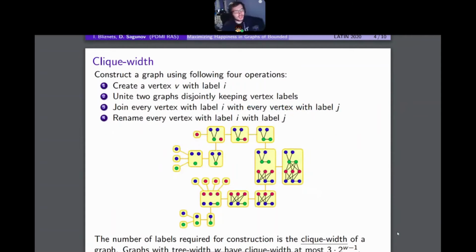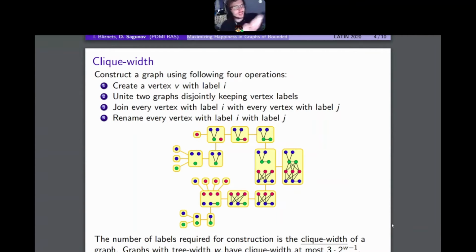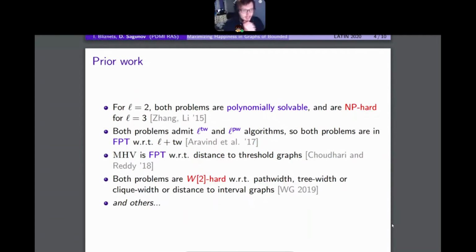And what is clique-width? Briefly, you can see in this slide. Clique-width is when you construct a graph starting with an isolated vertex, then you can unite graphs, label vertices, and then join every vertex with label i with every vertex with label j, and so on. I hope you are familiar with clique-width, but this is a brief reminder. And important here is that graphs with bounded tree-width also have bounded clique-width. And we can go back to the previous slide and see that there are many gaps in here.